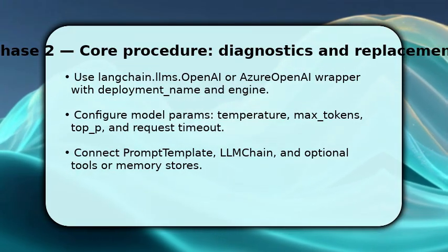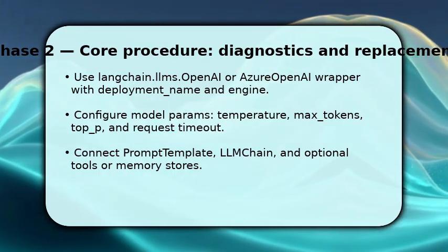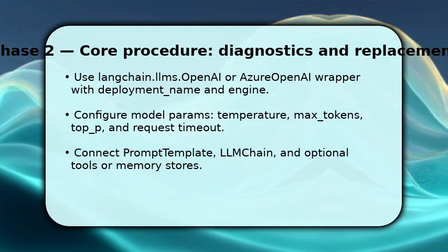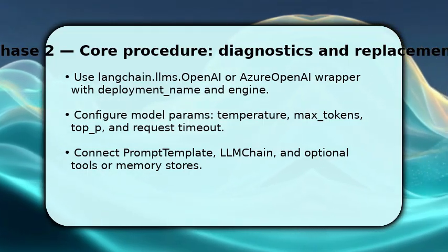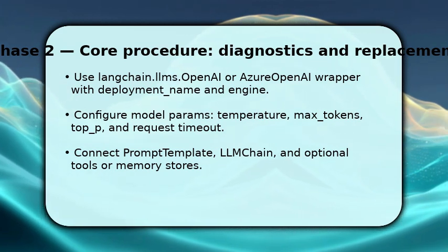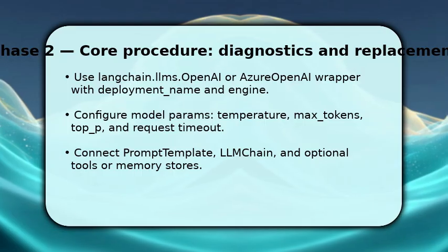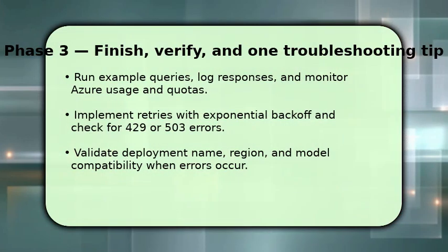requests. Once configured, wire a prompt template into an LLM chain and attach memory or tools if you need state or external data. This structure separates prompt logic from execution and makes iterations faster. You should run a few representative prompts and log both inputs and outputs so you can compare behavior.